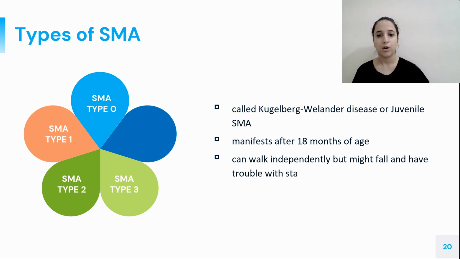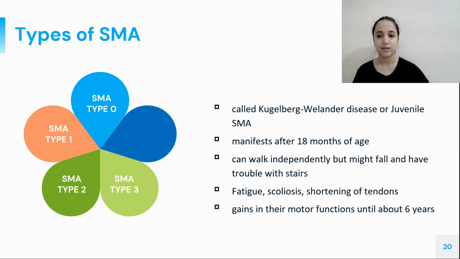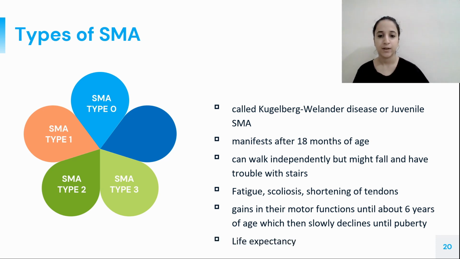Here the individual can walk independently but might fall and have trouble with stairs. Fatigue is associated with day-to-day activities. Scoliosis might also develop as the disease progresses, and shortening of tendons is seen, which then doesn't allow joints to move freely. Gain in their motor functions until about 6 years is observed, but after that age it starts to slowly decline until puberty.